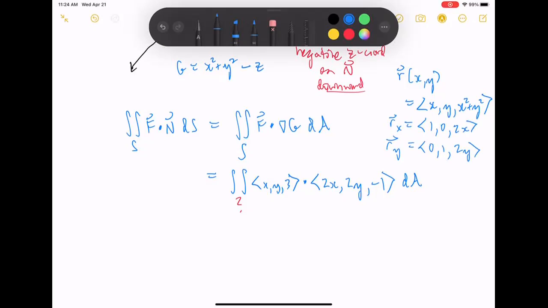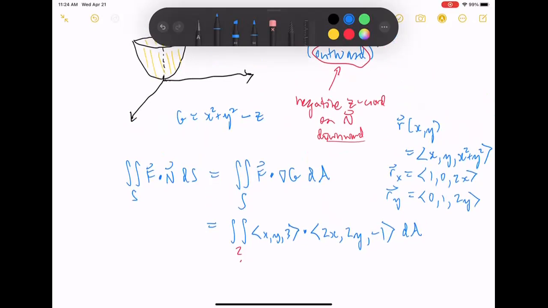Okay, and if I do Rx crossed with Ry, maybe I'll just come up here and do this. So if I compute Rx crossed with Ry, what do I get? Well, I get -2x, comma, okay, so let's think about it for a second. It would be, cross out the first entries, 0 times 2y minus 1 times 2x, yes? So -2x, and then I'm telling you it would be -2y, comma 1.